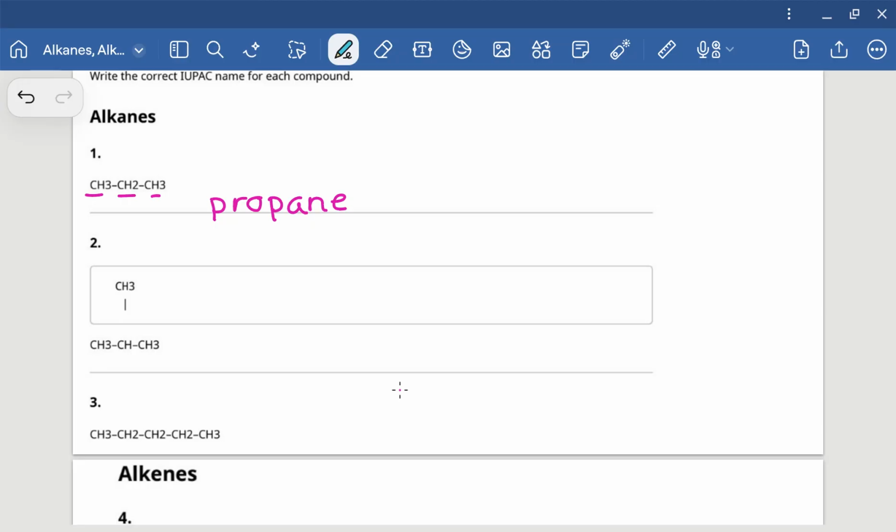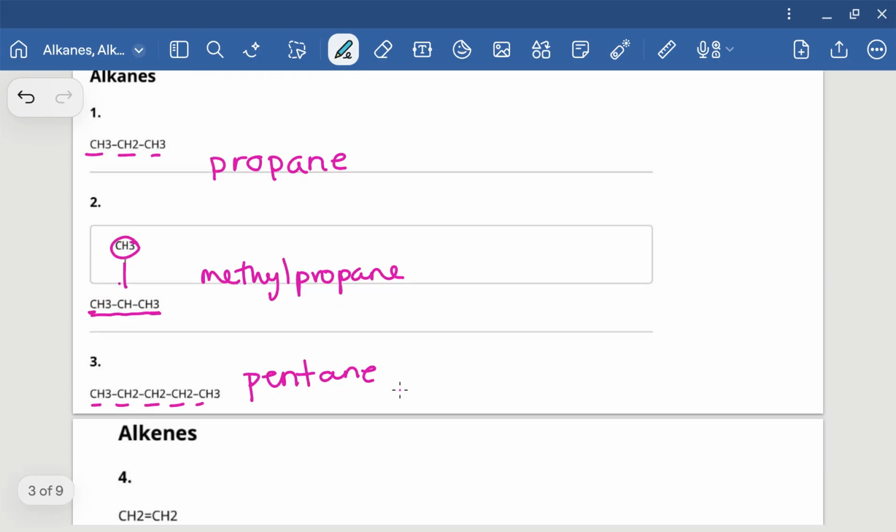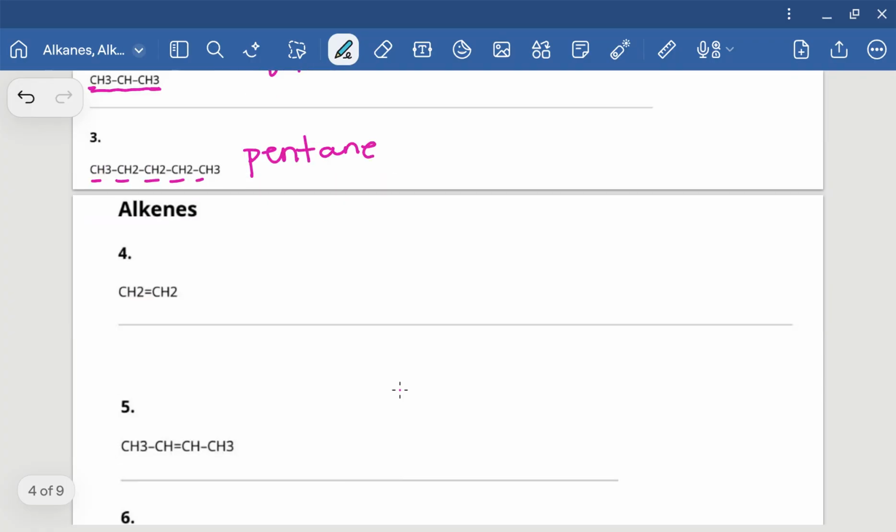This next one, it's still propane in our longest chain, but there is a methyl group on the middle carbon. In this case, and pretty much only this case, you don't have to say where it is, because if it was on carbon 1 or 3, it would become butane. So this is methyl propane. And then this last one has 1, 2, 3, 4, 5 carbons in the main chain. So that's pent, meaning 5, and then ane, meaning all single bonds. Those are the very basic ones when we're looking at alkanes.